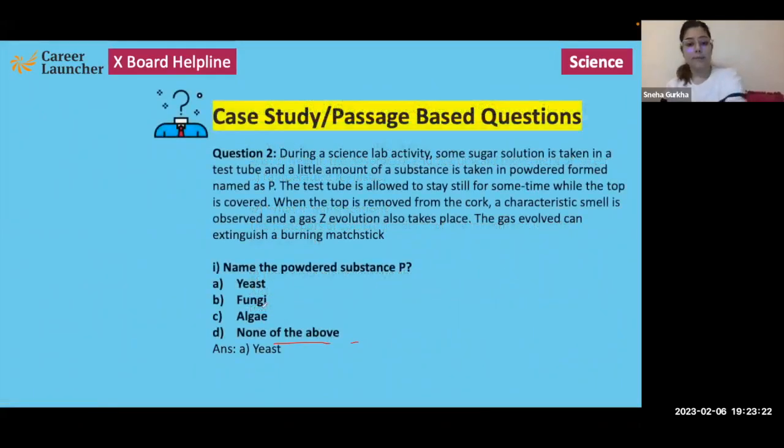One more example of a case study based question. So again, let's have a look at the paragraph. During a science lab activity, some sugar solution is taken in a test tube and a little amount of substance is taken in the powdered form named as P. So we have a powdered substance, which is P, and it is taken and put in a sugar solution.